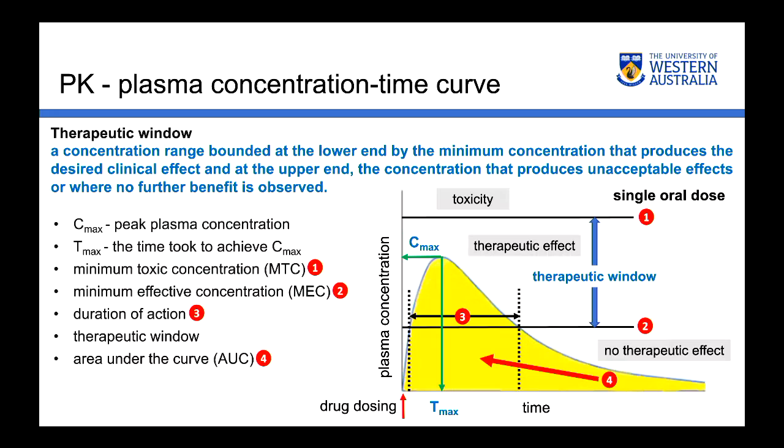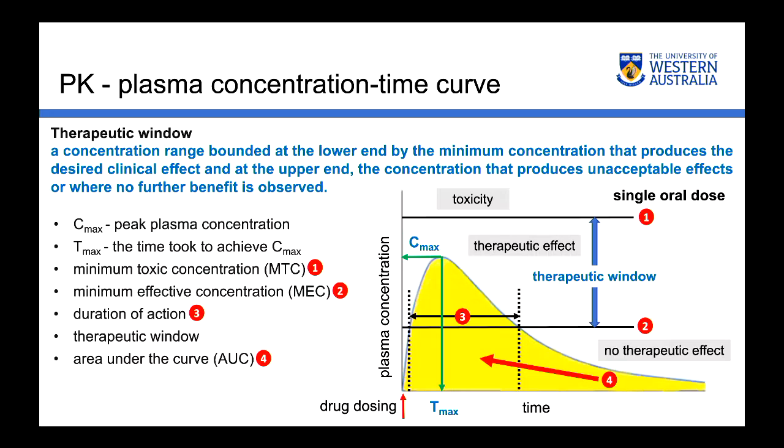And from there, we look at duration of action. So this is the time where the plasma concentration of the drug is at least above the minimum effective concentration, okay? And that will tell how long the drug can produce the therapeutic effects, because once the concentration drops below that, then there will be no therapeutic effects. And the therapeutic window is essentially defined by the boundaries of the minimum toxic concentration and the minimum effective concentration.